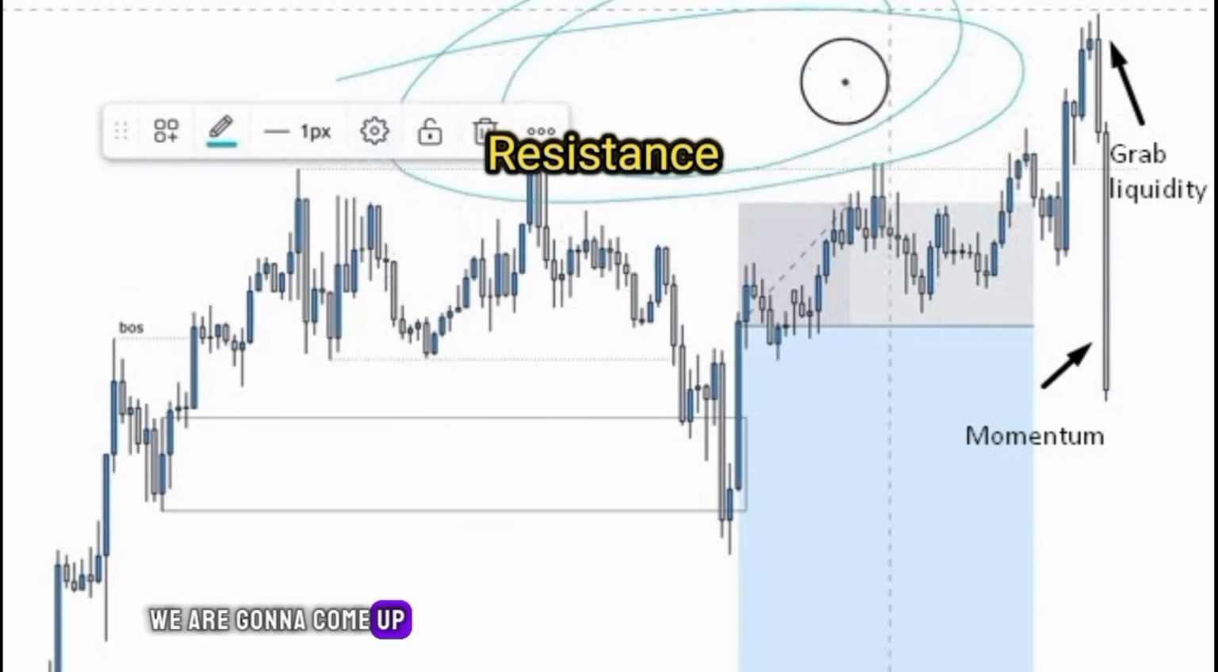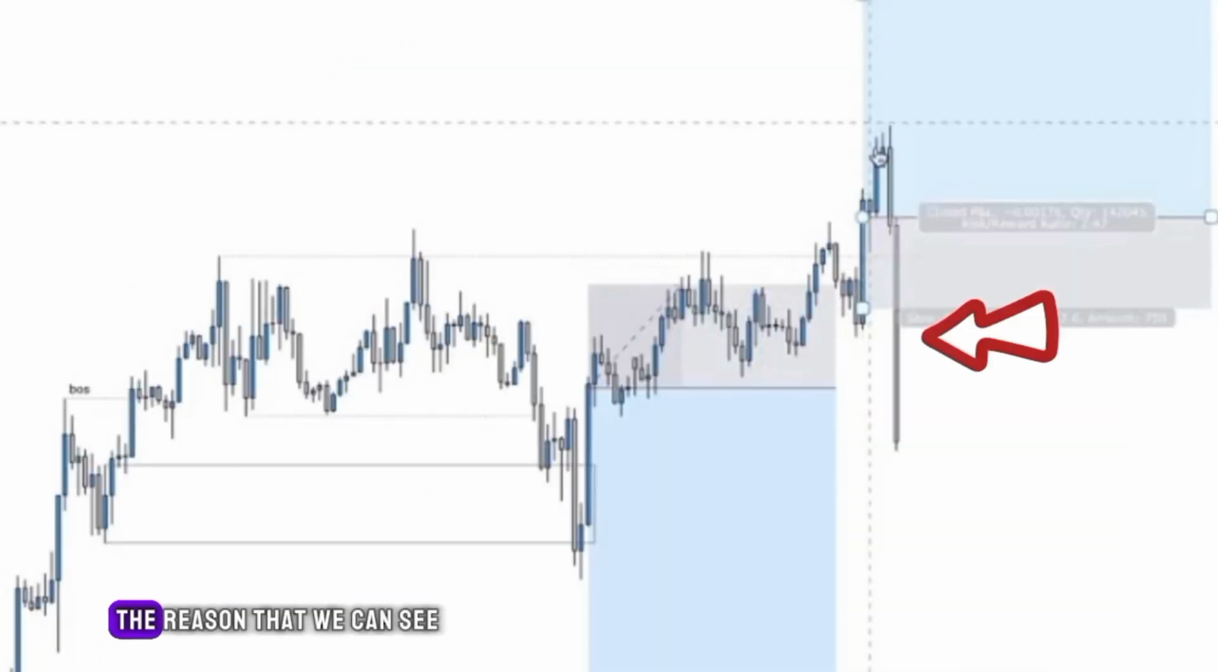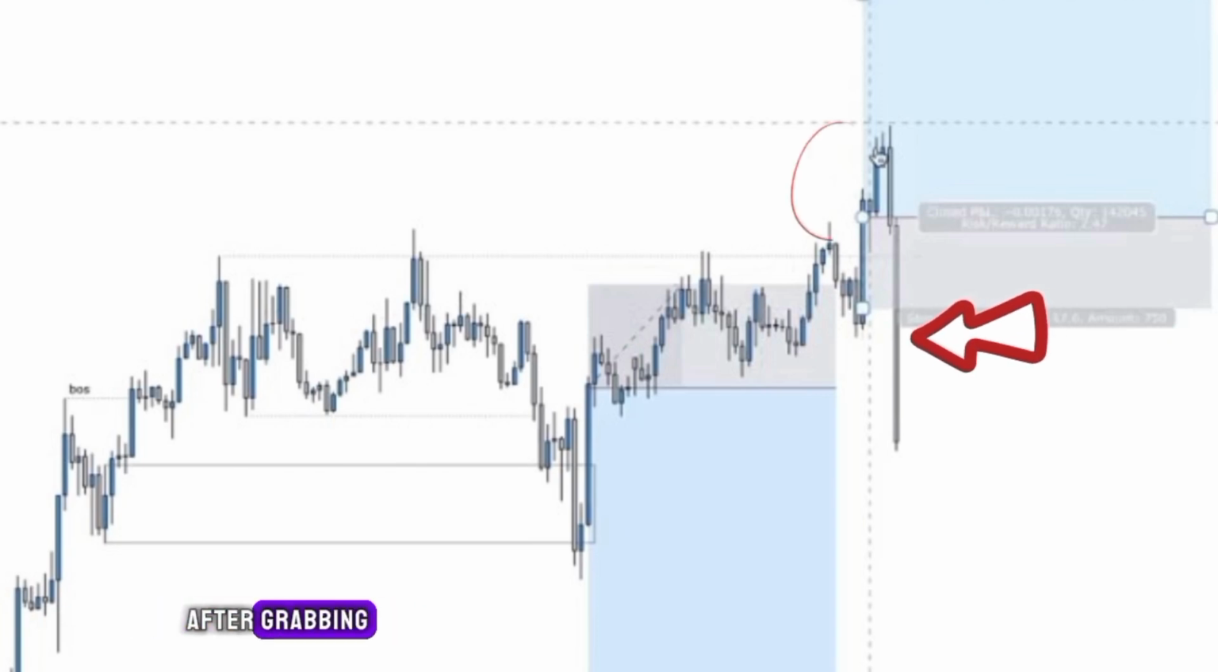Now price is tapping on resistance, and are people selling here a lot? So we are going to come up and take that liquidity from these highs, grab that money from stop losses, and now price has reason to potentially move down. And what do we know? Look at that momentum. The reason that we can see momentum like this is because we have fuel, after grabbing all this liquidity from this area here.